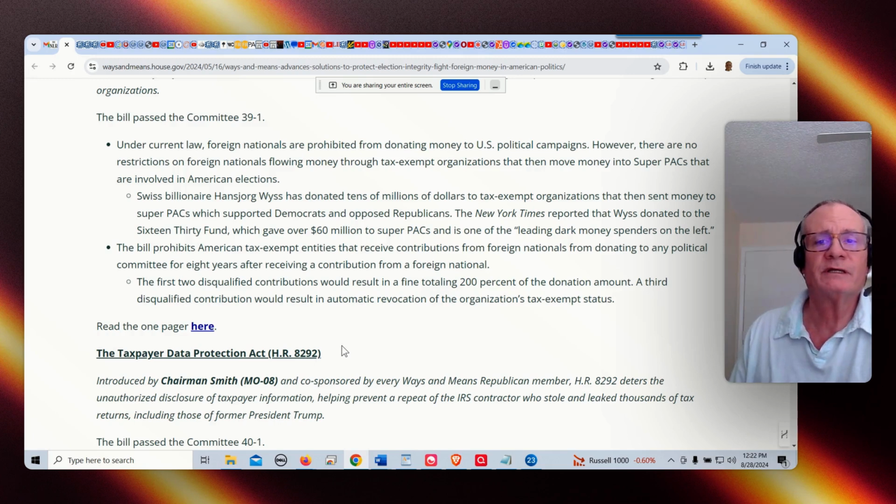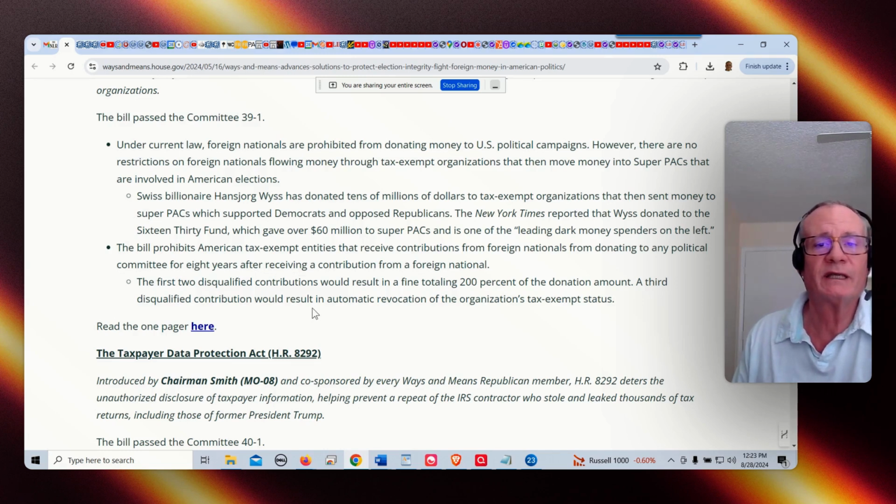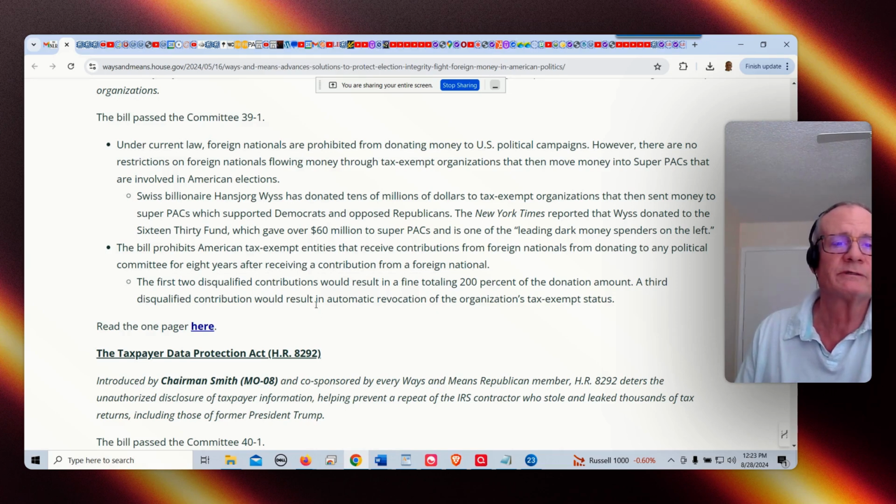So what they're saying is that if a charity does receive such a contribution, right, from foreign nationals, they're not allowed to donate it to any political committee for 8 years after they've received it. So you have a foreign organization giving money to a domestic organization. The U.S. domestic organization can't spend that with any political committee for 8 years.